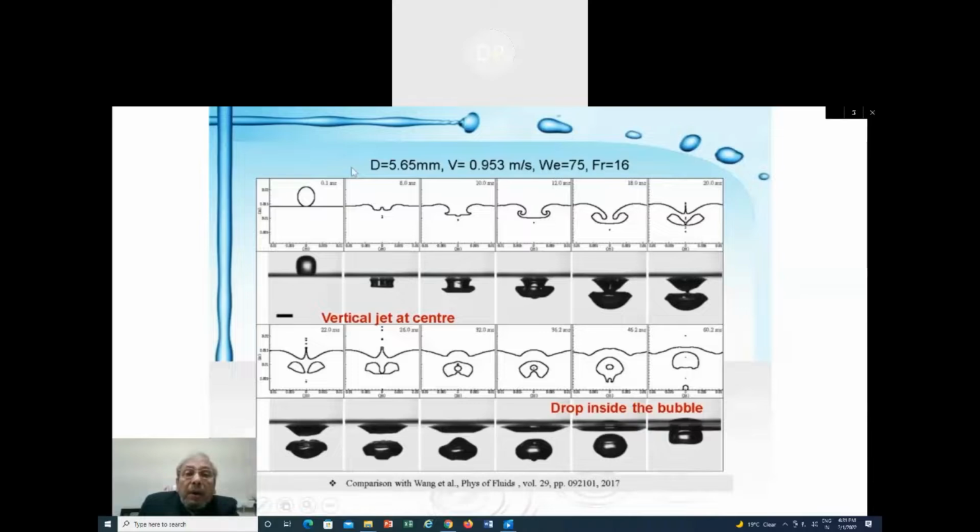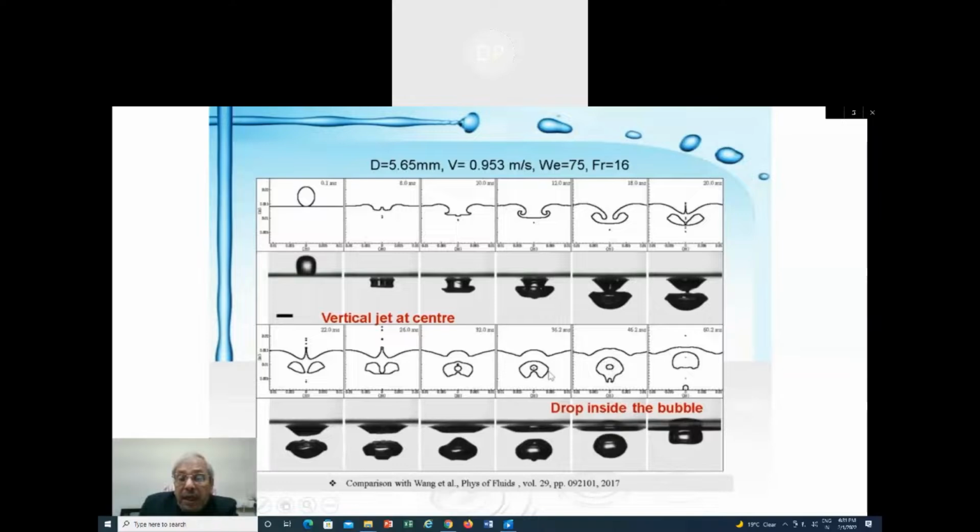A drop of 5.65 millimeter diameter with a velocity of 0.953 meter per second, which means Weber number 75 and Froude number 16. These are the sequence of events at different time instants. Basically, we have presented our computational results and compared them at the same corresponding time instants with the experimental results of Professor Wang and his group. And here we can see again the sequence of events. With Professor Wang, we have striking similarity, but here we can see that some liquid is trapped inside the bubble.